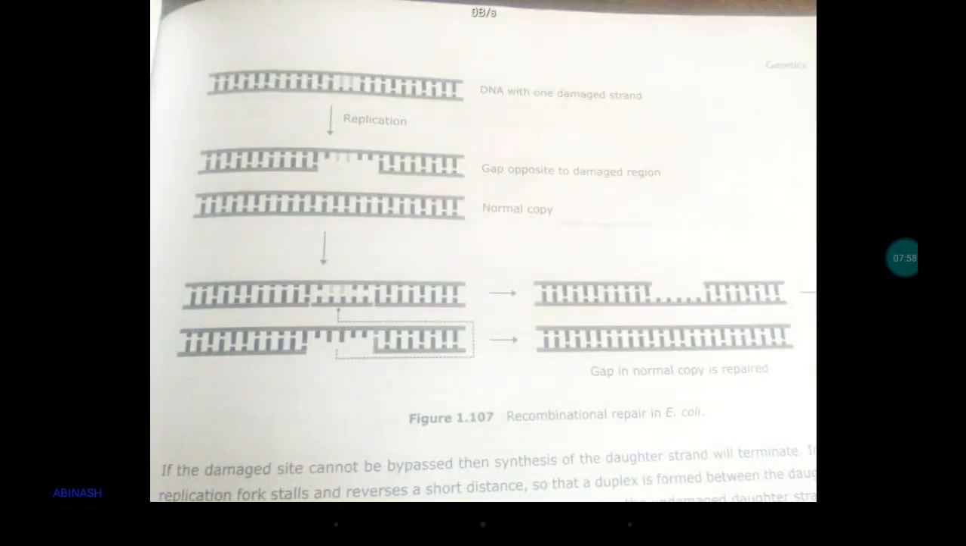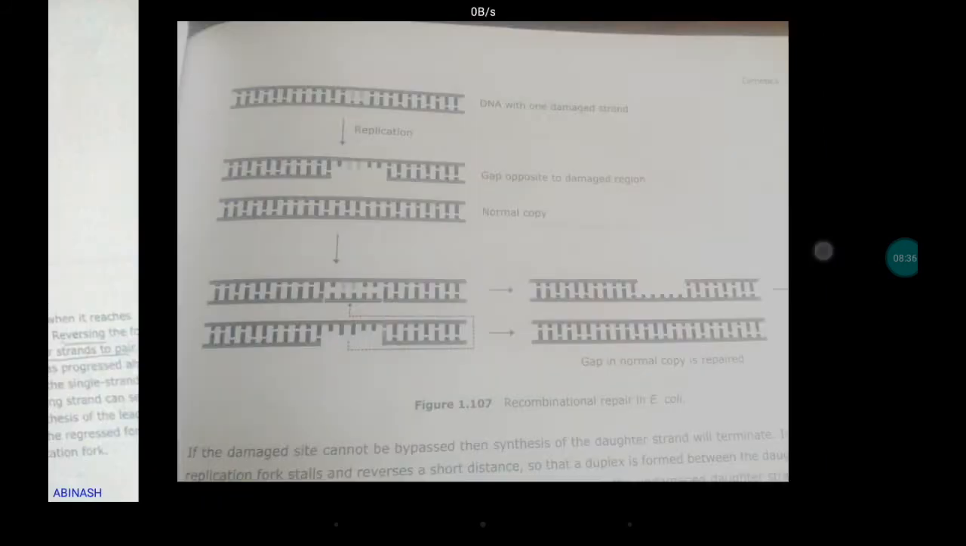In this recombination repair system, the DNA with the damaged strand needs to be replaced with a new segment from a nearby homologous segment. So the homologous segment has to be incorporated into this region. For that, we need to remove this damaged DNA. The damaged DNA is removed, and the removed region is filled with that homologous segment. So the actual mechanism is in the next diagram.